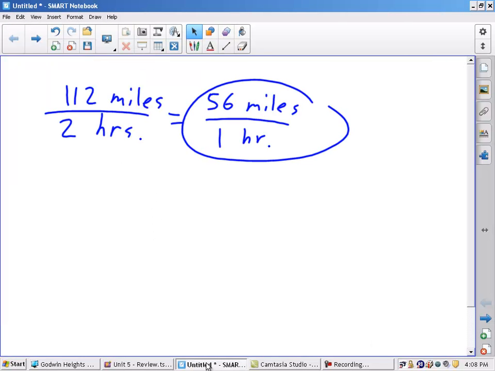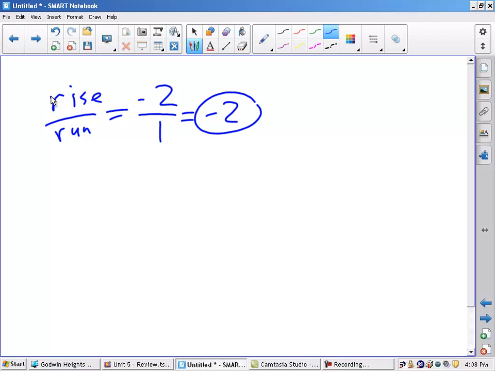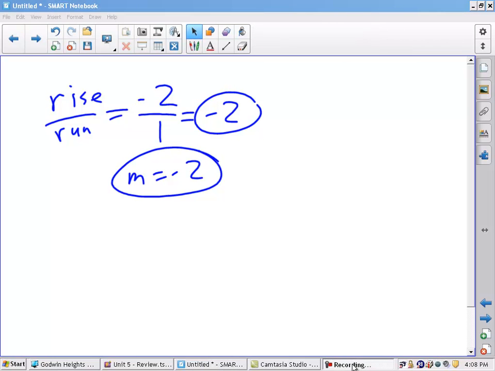So an explanation like I put on the answer key, it says between any 2 points you must go down 2 and over to the right 1, which means that if I am writing rise over run, the down 2 tells you it's negative 2. The over to the right 1 tells you it's 1. And so to reduce this down, you have a negative 2. So we say m is equal to negative 2. Again, where m is equal to slope.